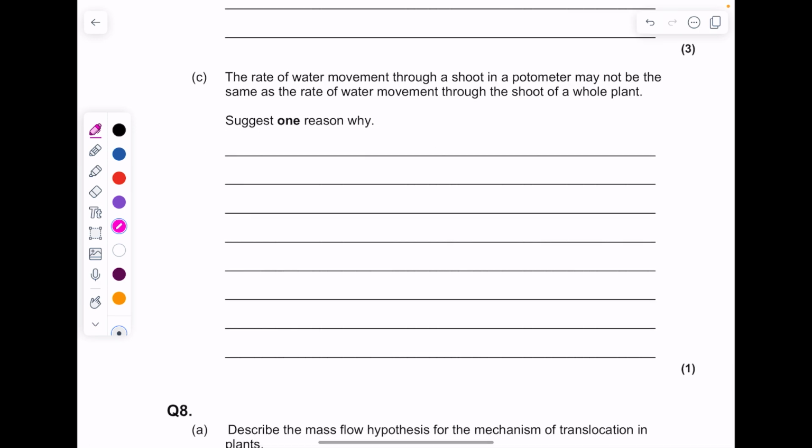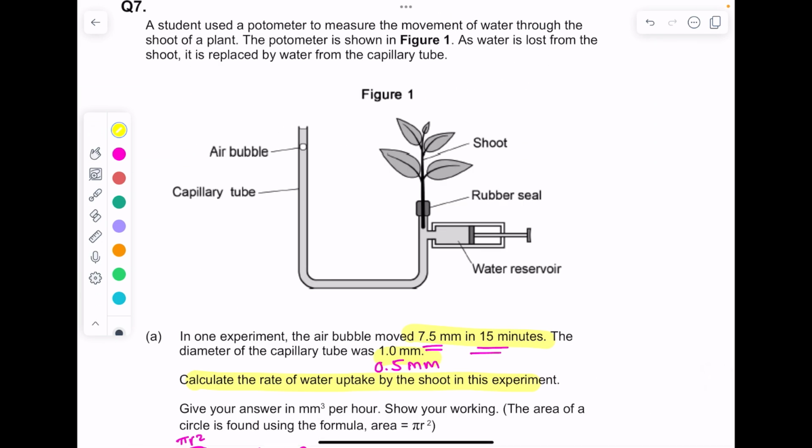The rate of water movement through a shoot in a potometer may not be the same as the rate of water movement through the shoot of a whole plant. Suggest one reason why. Well, what's different between the setup of a potometer and the shoot in a whole plant? Well, look, we don't have any roots here.